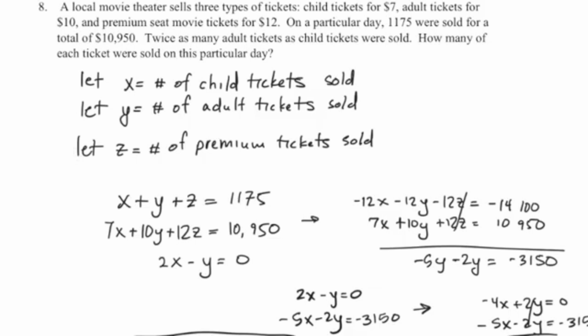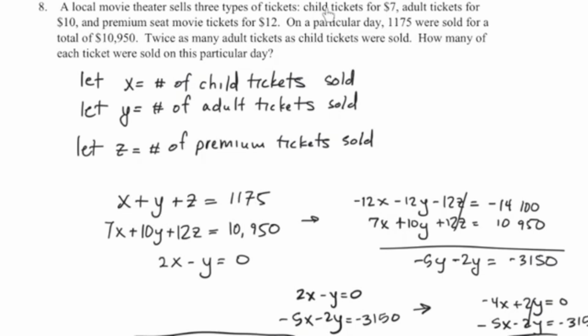Now the second step was to use the given information to make equations with which you can solve for the variables. If there are three variables, x, y, and z, remember we need to have three equations. The first bit of information is that there were 1,175 tickets sold on that day, comprised of each of the three types, X, Y, and Z. So the first equation is number of child tickets plus number of adult tickets plus number of premium tickets is 1,175. So there's our first equation.